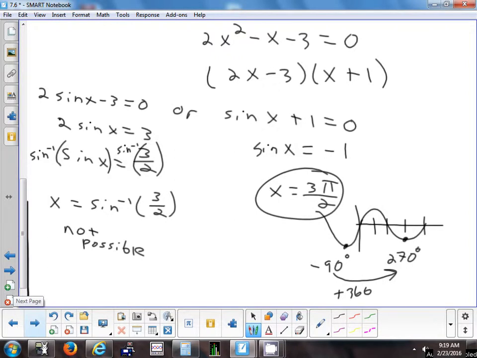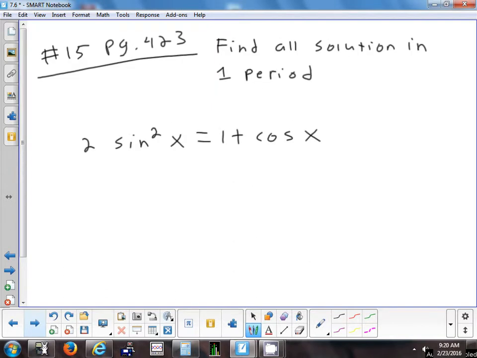All right, so it does take a little practice to get used to this. It's really a lot like just quadratics, but there's a little trig involved. So we'll try a few more. Okay, so this one says find all solutions in one period. Now we have to remember what the periods of these are. What's the period of cosine? 2 pi? Good, 2 pi.